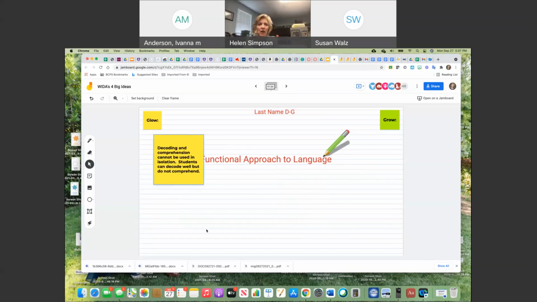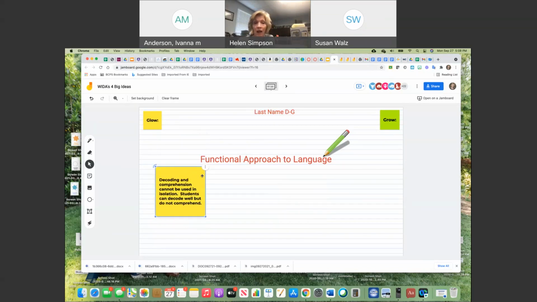And let's take a look at this post. Decoding and comprehension cannot be used in isolation. Students can decode well, but do not comprehend. So that is an area of focus in instruction, and how we support those students by building language to aid in comprehension is really important. And that is a piece of the new science of reading. I would highly recommend that if you haven't had a chance yet to study the science of reading, that you do so. That's a great approach to helping students build comprehension through language in addition to decoding.